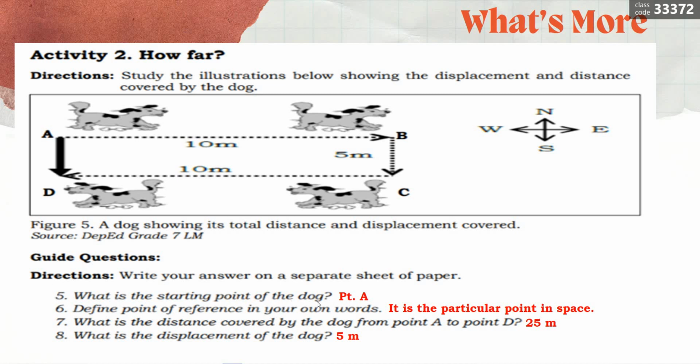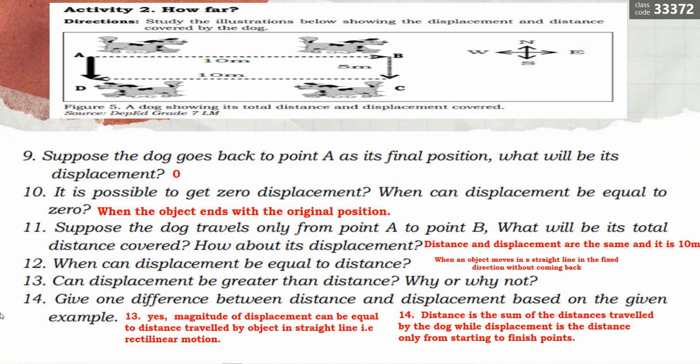5. What's the starting point of the dog? That is point A. 6. Define point of reference in your own words. It is the particular point in a space. 7. What is the distance covered by the dog from point A to point D? It's 25 meters. And 8. What is the displacement of the dog? 5 meters.